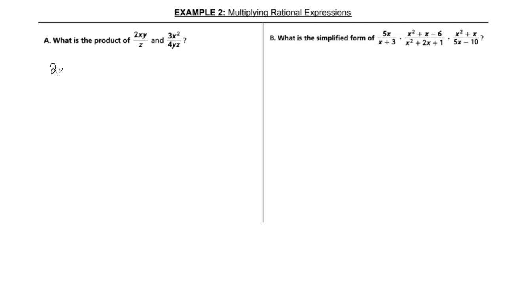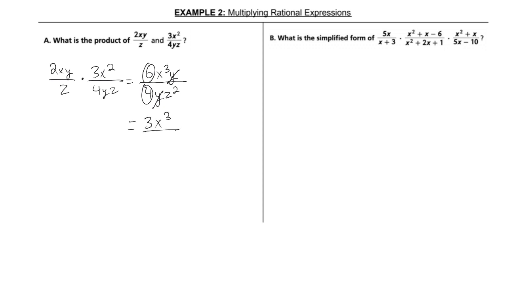We're going to multiply 2x over z times 3x squared over 4yz. So we get 6x cubed y over 4yz squared. We can cancel out the y's, and then we can reduce 6 and 4. So we get 3x cubed over, sorry, not 4. We reduce that to 2z squared.